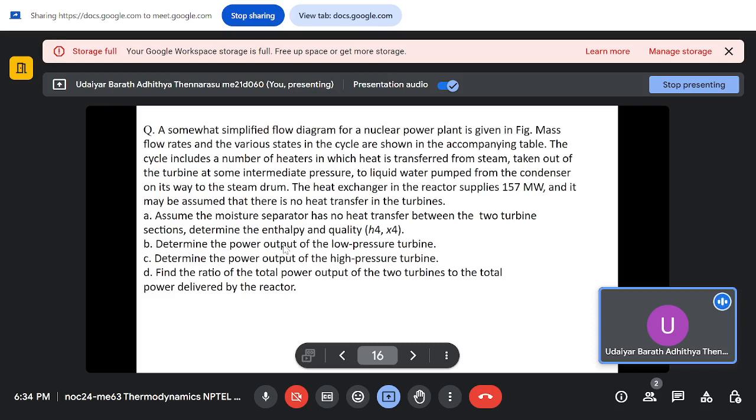The cycle includes a number of heaters in which heat is transferred from steam taken out of the turbine at some intermediate pressures to liquid water pumped from the condenser on its way to the steam drum. So the heat exchanger in the reactor supplies 157 megawatt, and it may be assumed that there is no heat transfer in the turbines. Assume the moisture separator has no heat transfer between the two turbine sections. Determine the enthalpy and quality.